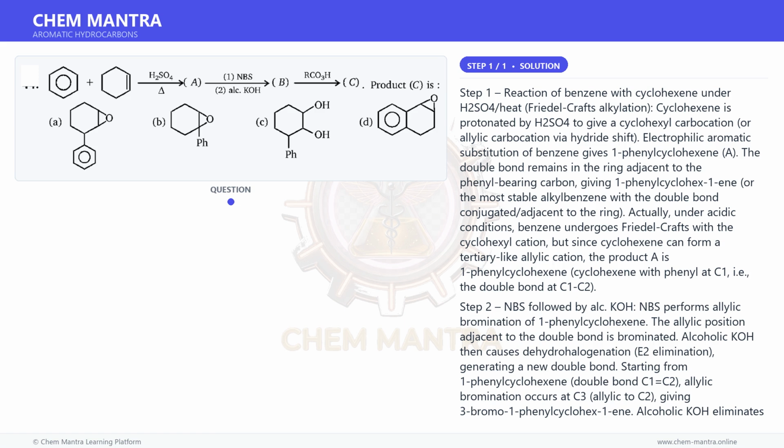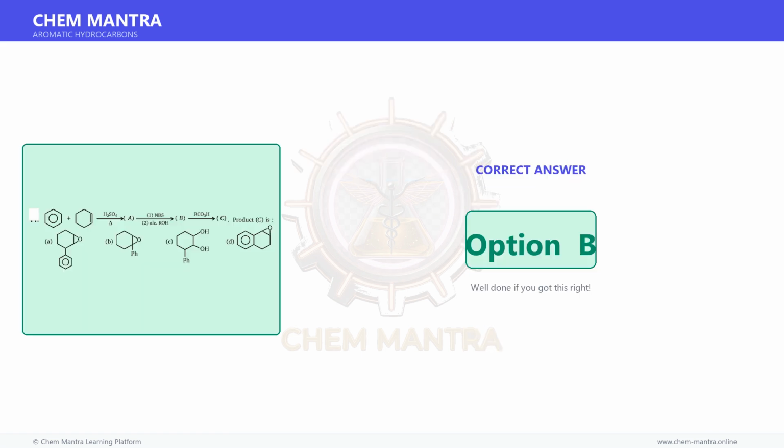Why do the other options fail? Option A shows an epoxide with Ph at C4, not consistent with the reaction sequence. Option C shows a diol; a peracid gives an epoxide, not a diol directly. Option D shows a fused benzene-cyclohexane epoxide, a tetralin epoxide, which would require intramolecular cyclization not described here. Therefore, the correct answer is option B.